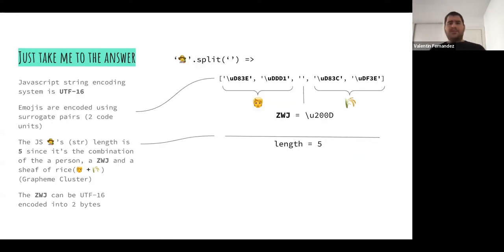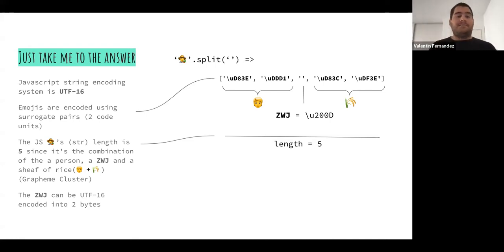Right. So let's answer the question we saw at first. We're going to apply the split operator with an empty string on the farmer emoji we saw on one of the first slides. But before answering that question, we need to know that JavaScript uses an encoding system for its strings. In this case, JavaScript is using UTF-16, right?